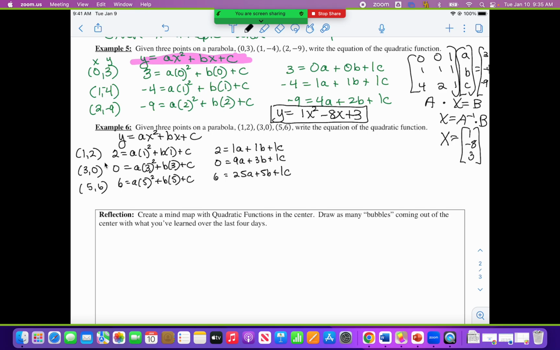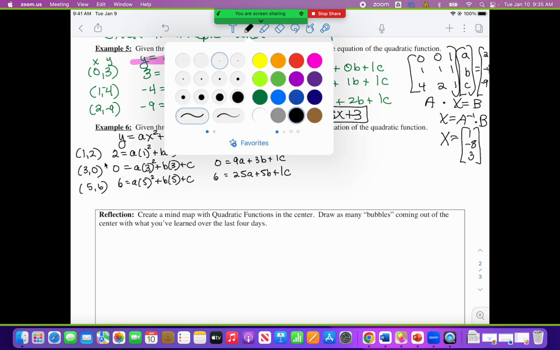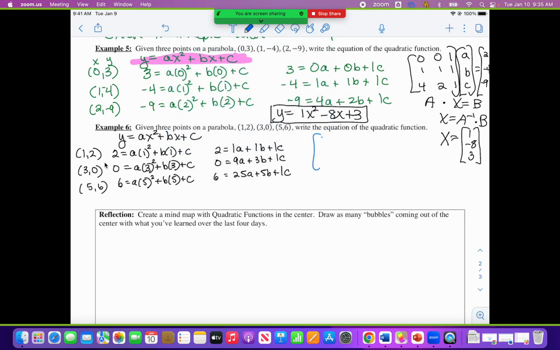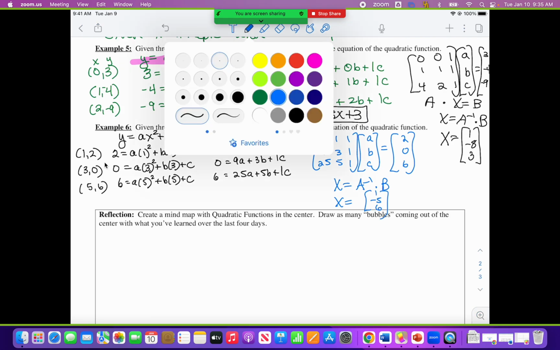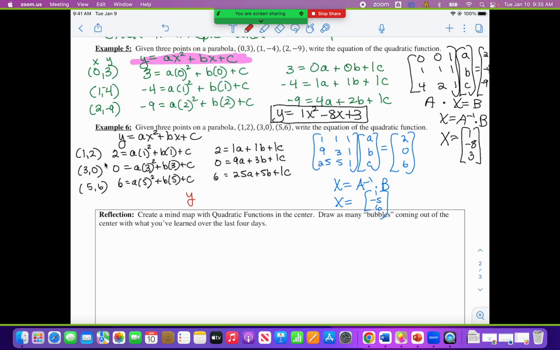All right, let me go ahead and get mine going here. So this would be 1 1 1, 9 3 1, 25 5 1 times A B C equals 2 0 6. Then X is going to be A inverse times B, and I got 1, -5, 6. How many of you got that? Yes. Okay, so now we have to actually write the equation.